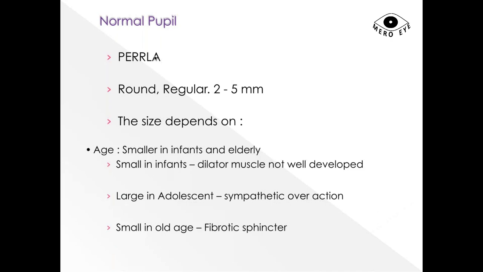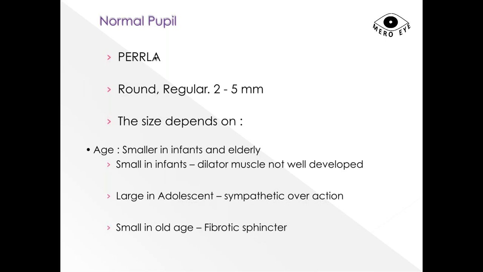So when we examine the normal pupil, the acronym PERLA is often used. PERLA is an acronym which stands for pupils which are equal and regular, reacting to light and accommodation.